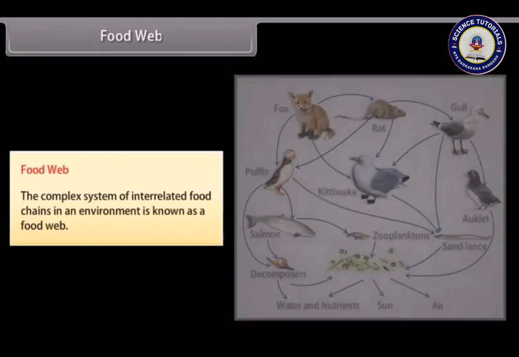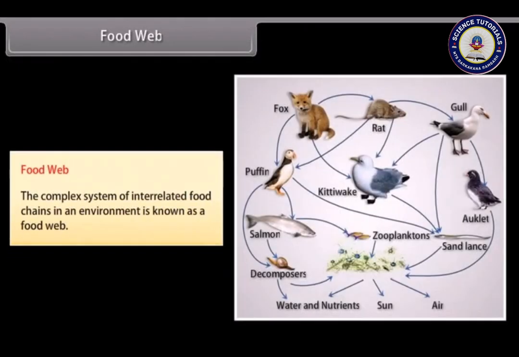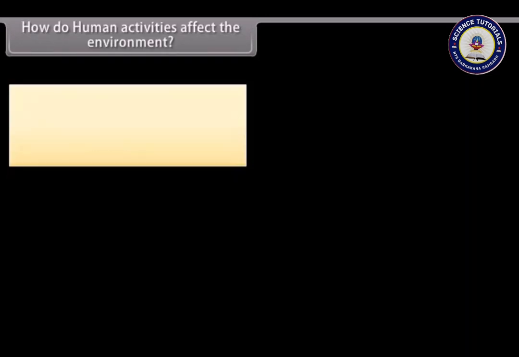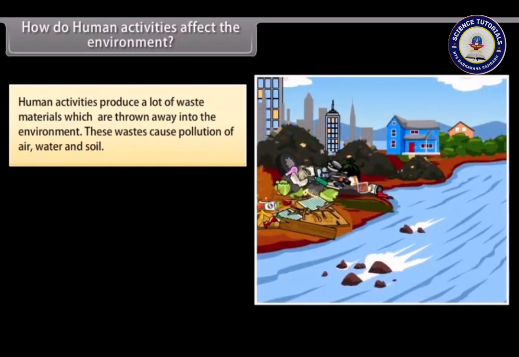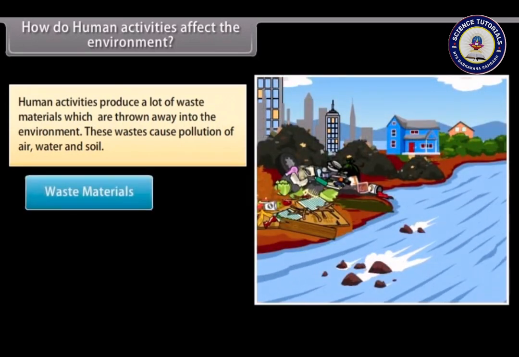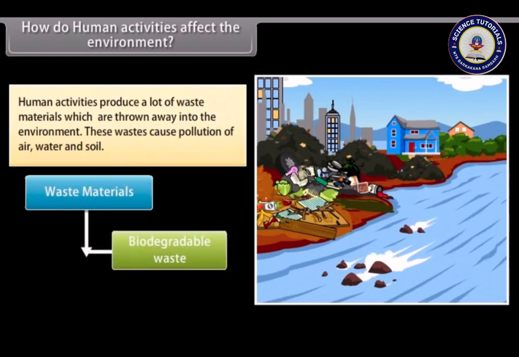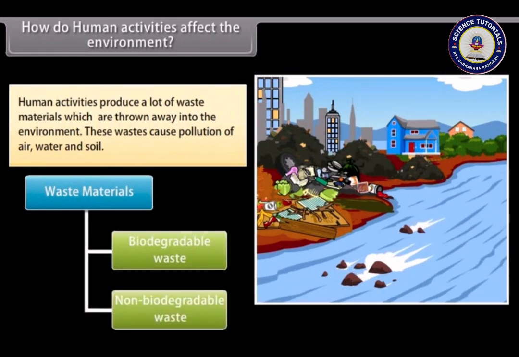Food web. The complex system of interrelated food chains in an environment is known as food web. How do human activities affect the environment? Human activities produce a lot of waste materials which are thrown away into the environment. These wastes cause pollution of air, water and soil. The waste materials produced are of two main types. They are biodegradable waste and non-biodegradable waste.